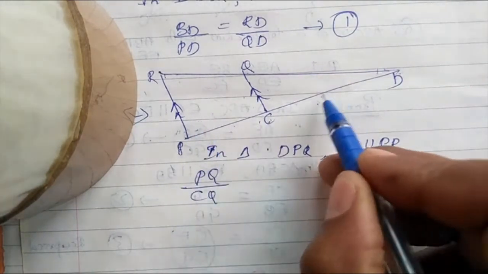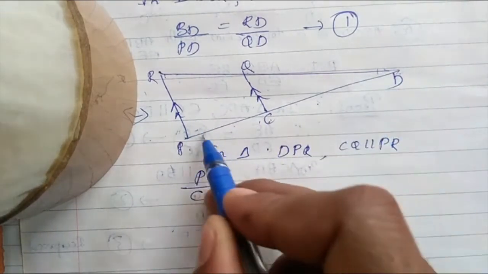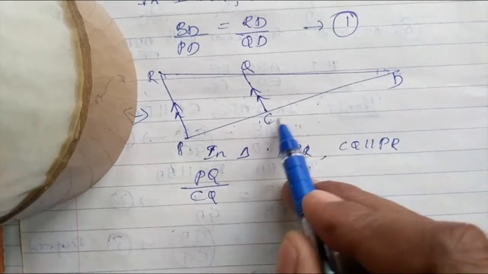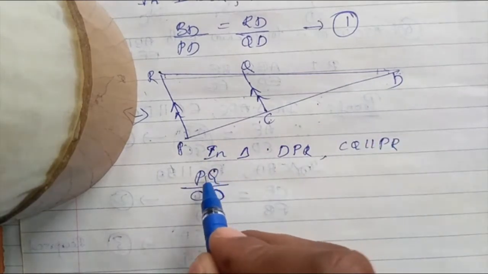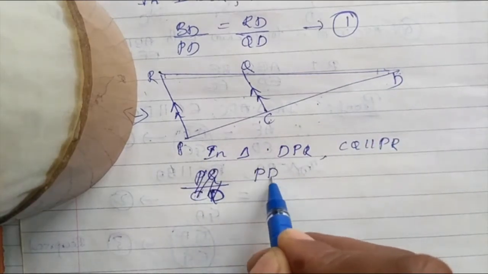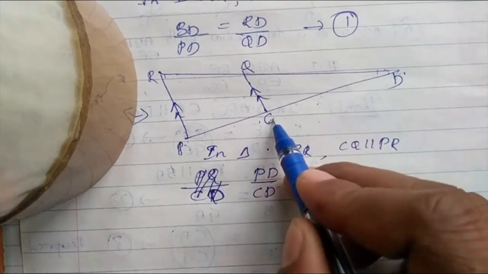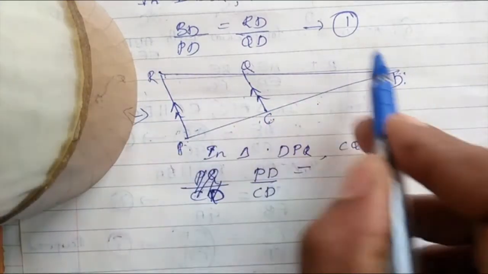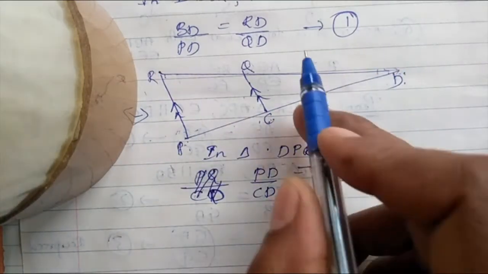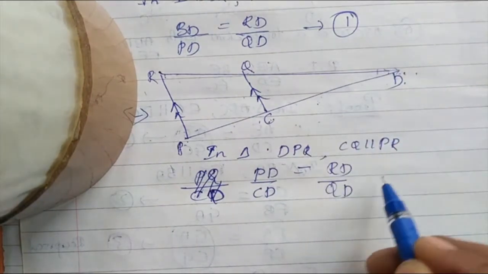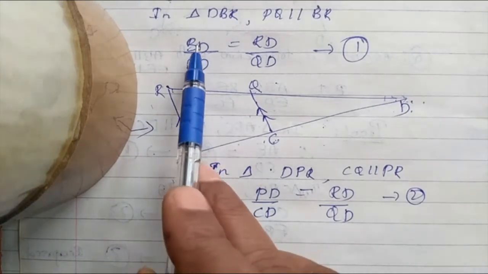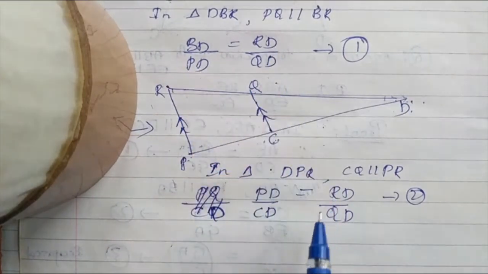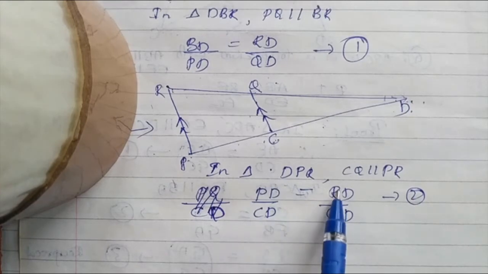This is the bottom, this is the top. PD is the full and for the top we are taking CD. So PD by CD. Similarly, on this side the full is RD by the top, which is QD. Write this as equation 2. Compare equations 1 and 2. BD by PD, here RD by QD. Here PD by CD equals RD by QD.